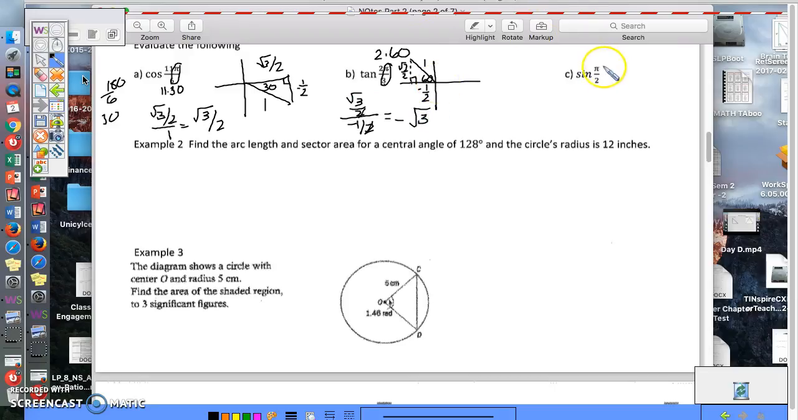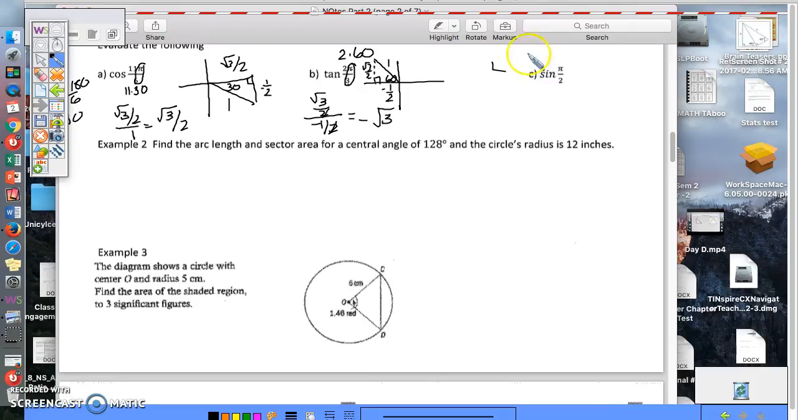And then this next one, pi over 2. So 180 over 2 is 90. So right here, well, that's 0, 1. And sine, well, let's see. If we were to draw x, y, and 1, sine, opposite over hypotenuse, so y over 1, so it's just our y value, so that would be 1.